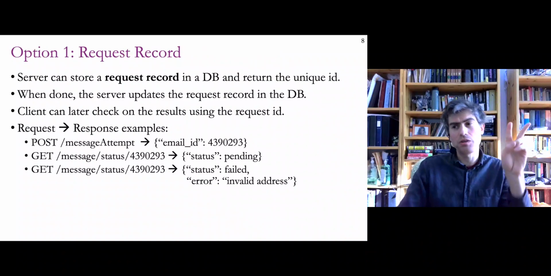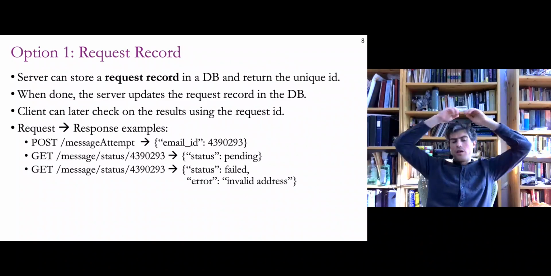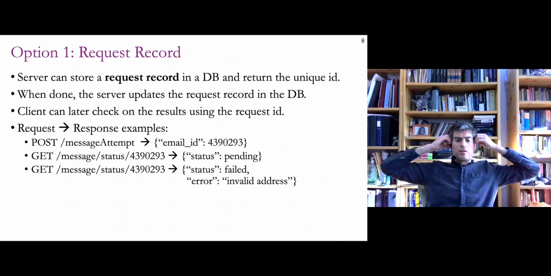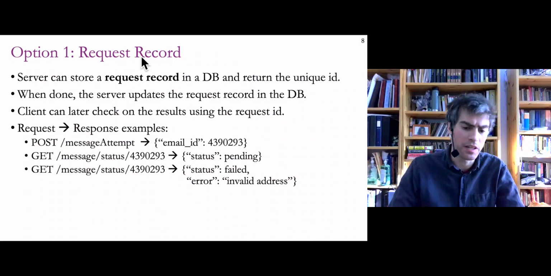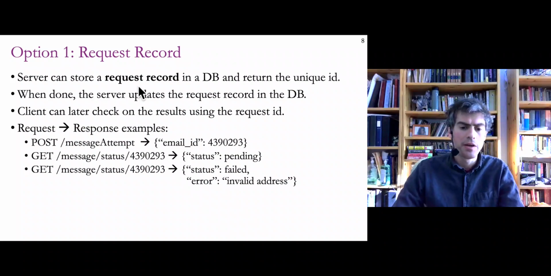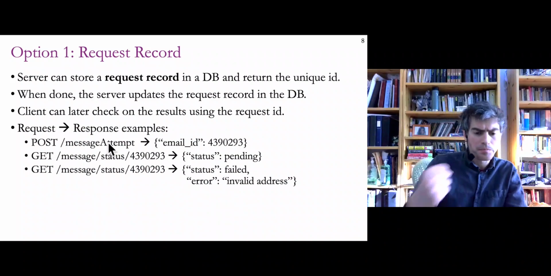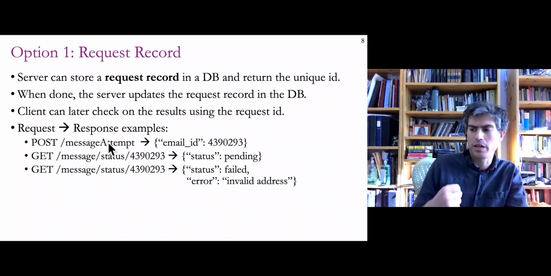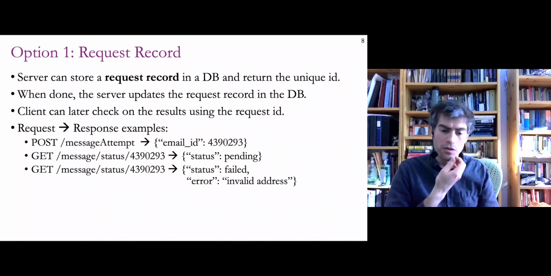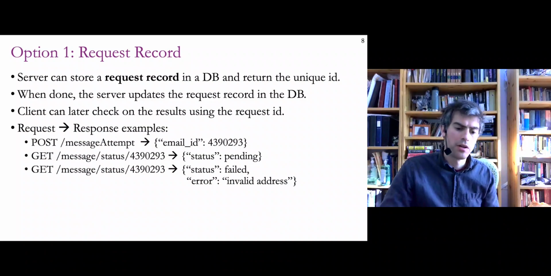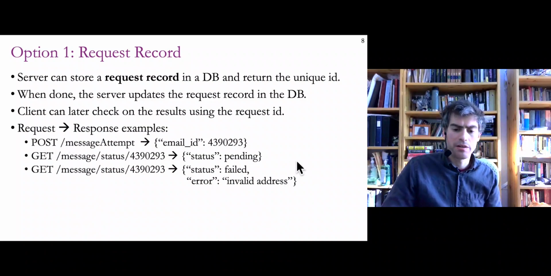I'm going to provide two different ways of doing that. So the first is a request record, which is a term I just came up with. It's not like a standard term, but the idea is pretty simple and common. This is that you create like a record in a database for the work that's ongoing, and you check back in that record. So this API interaction, I'm showing the API calls made by the client in this case.